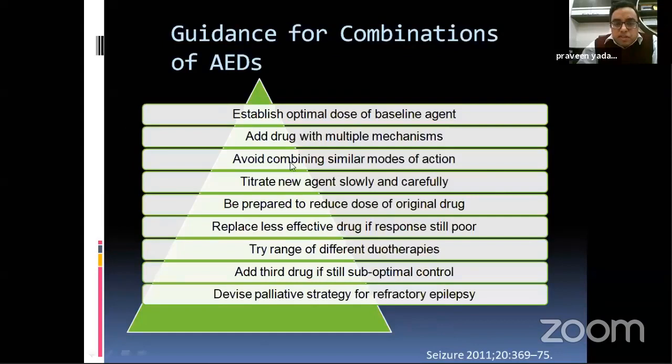So these are the things which we consider whenever we combine medications. You establish the optimal dose of the baseline agent, add a drug with multiple mechanisms, avoid combining similar modes of action, titrate the new agent slowly and carefully, be prepared to reduce the dose of the original drug, replace the less effective drug if response is still poor, try a range of different duo therapies, and the third drug is added if there is a suboptimal response. And if you see that there is no response to 3 medications, then definitely you can go for the management of refractory epilepsy, and evaluate the patient with further investigations like video EEG and other evaluations.